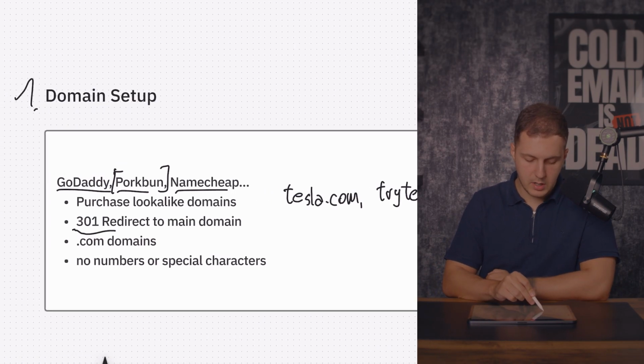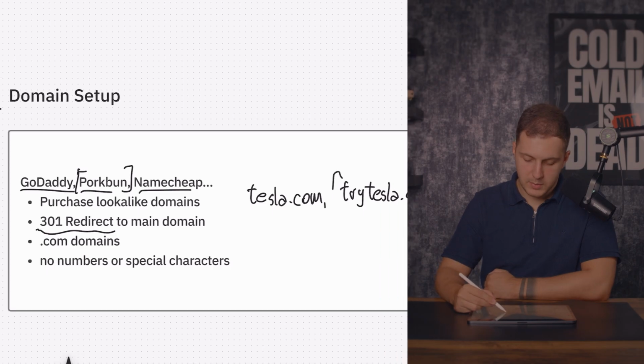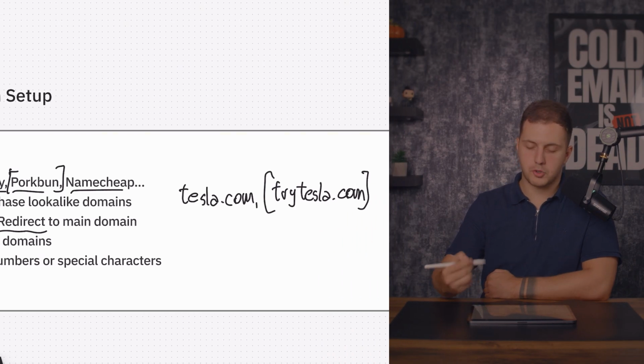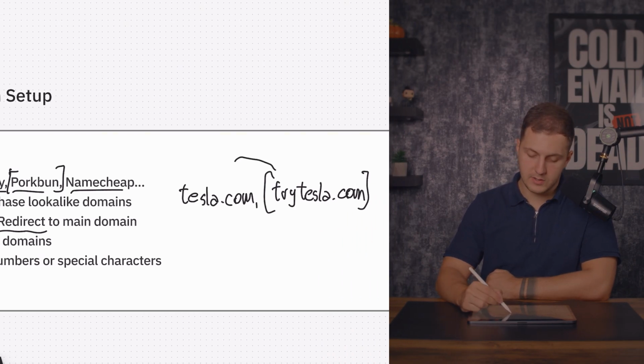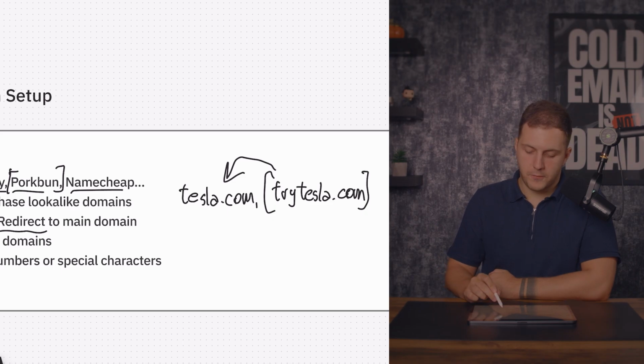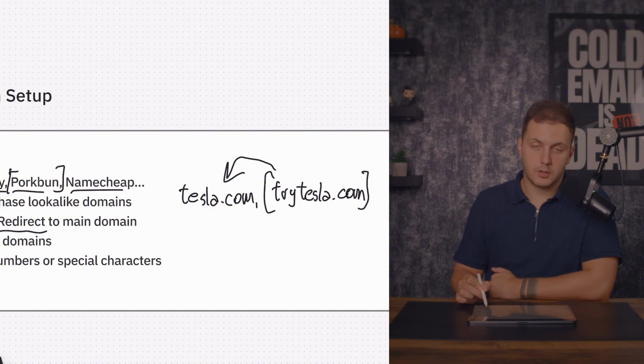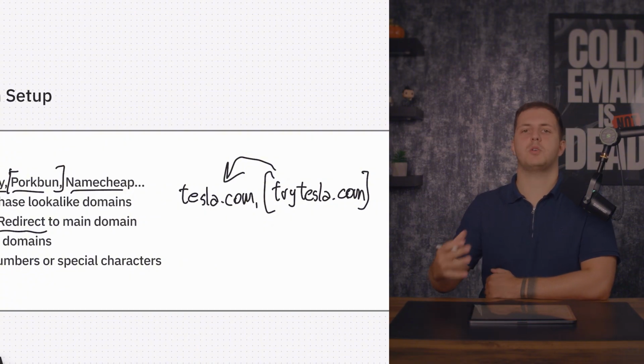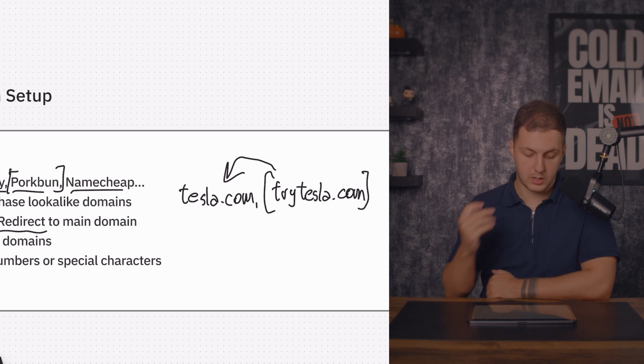The next step is 301 redirect. What this means is we want to forward all the traffic from these lookalike domains to the main domain. So if someone receives an email from elon@trytesla.com and they try searching trytesla.com, they actually get redirected to the main website so they can actually see what you do, what you offer, who you work with, and so on.